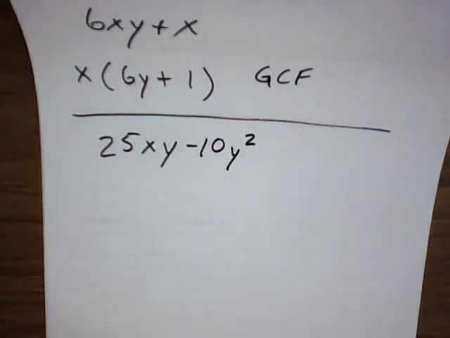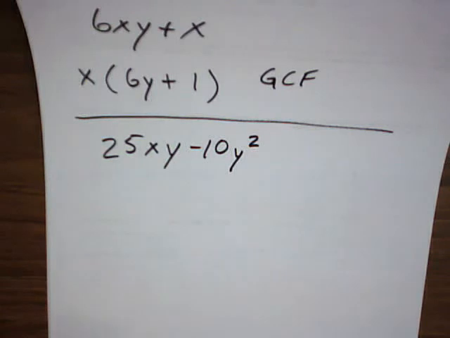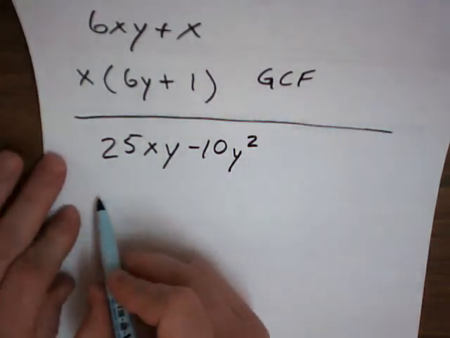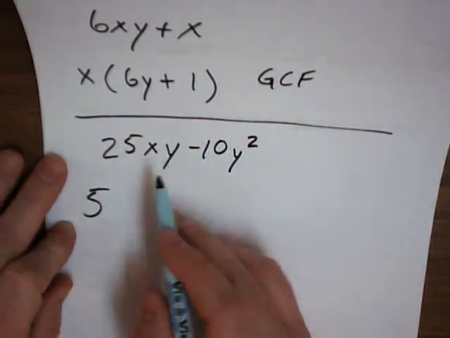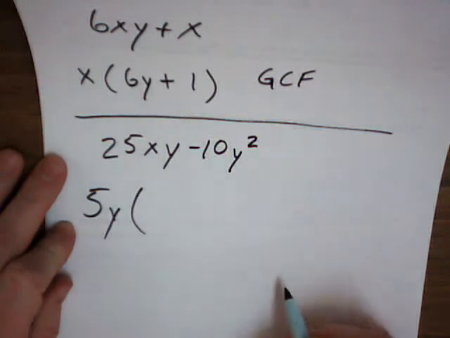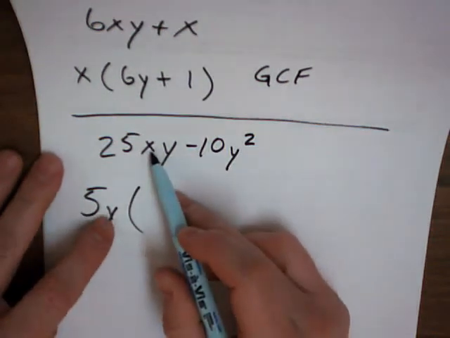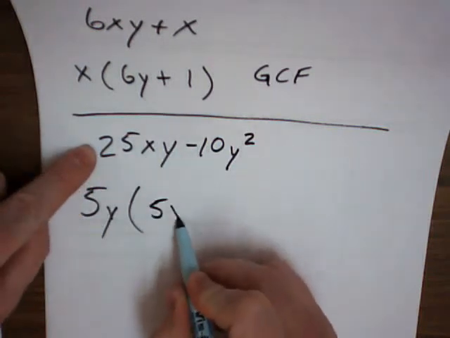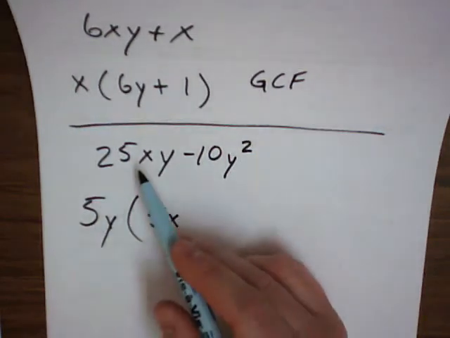25xy minus 10y squared. So you look at the numbers first, right? You can't pull a 10 out because 10 doesn't go into 25, but you can pull a 5. And you can pull a y out. See, that's got a y squared and that's got a y, so pull your y out. So you've already got the y's, so that doesn't matter. There is an x left. And you got a 5. So 5 times 5 and then an x gets you 25xy. This times this gives you that original.